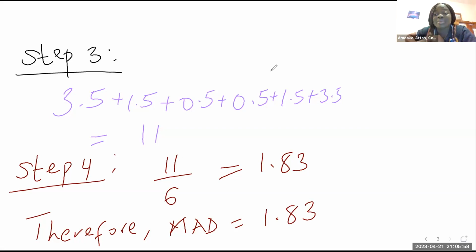That is all. So it's 4 steps involved. Step 1, you find the mean. Step 2, find the distances from the mean, that is the absolute values. Step 3, you add the distances together. And in step 4, you divide the answer you get in step 3 by the number of data you are given. Is it difficult?